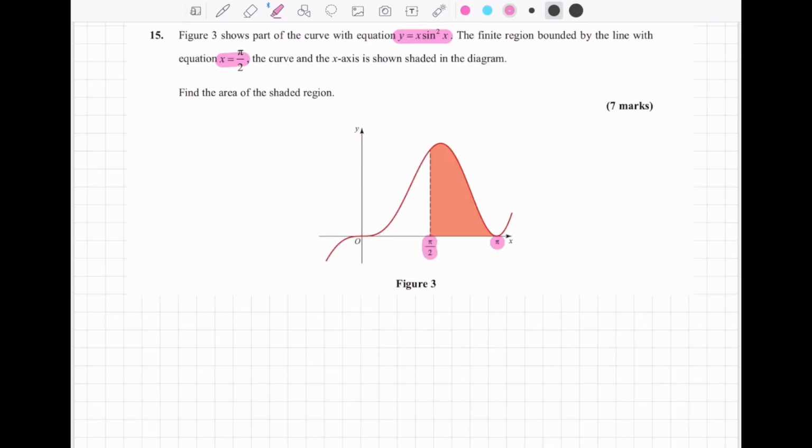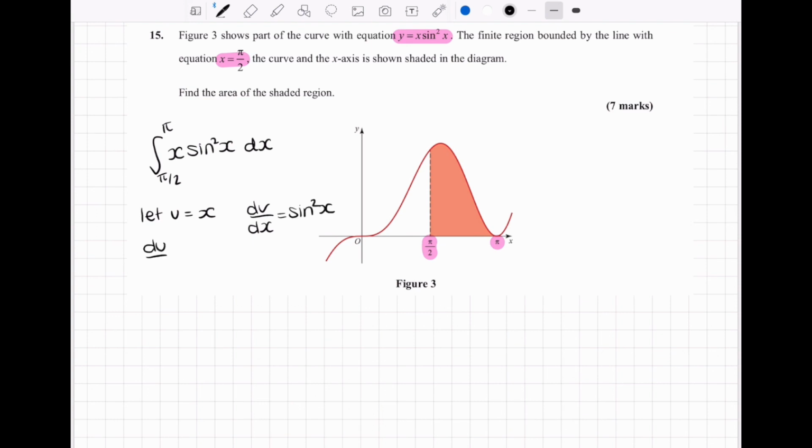Finally, we have y equals x sine squared, and we just want to integrate this between pi over 2 and pi. If this was differentiation, we'd want to use a product rule, product of two things, but since this is integration, we want to use integration by parts. So we'll let u equals x. One I want to differentiate, one I want to integrate. I'd like to differentiate x because I just get 1.